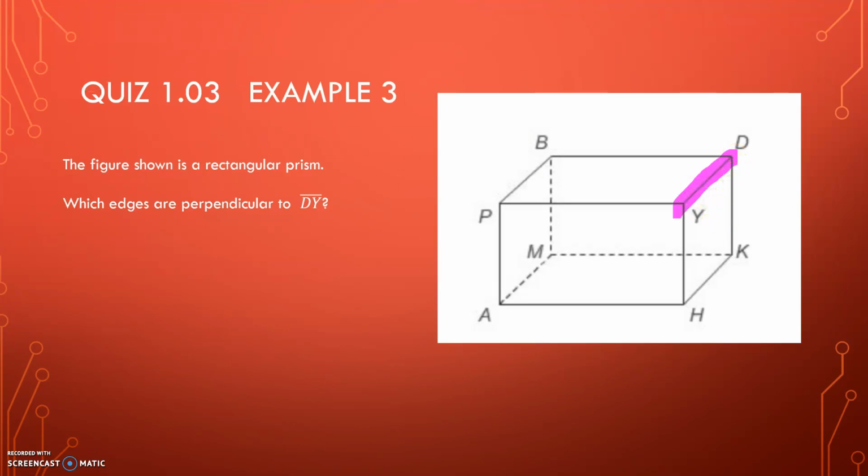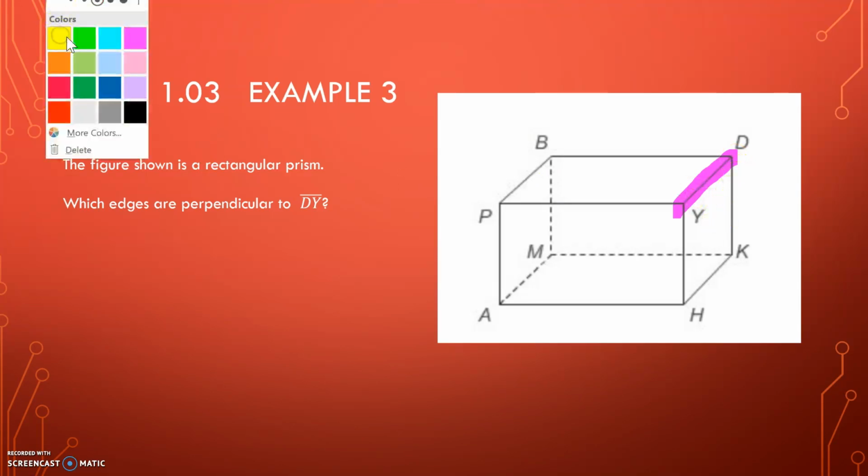And then we're going to mark the ones that are perpendicular. We'll put those in yellow. So perpendicular lines are going to make a 90 degree angle. So they have to run these. DY is running horizontally, so we're looking for lines that run vertically, or up and down.